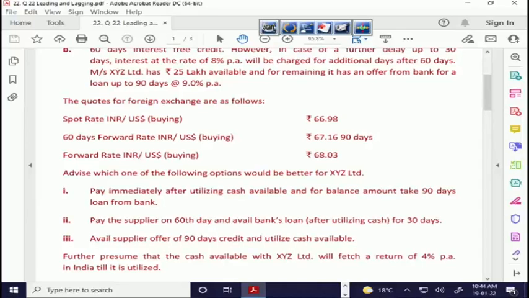We have to pay 80 lakhs, which we have to purchase forward at 67.16. You can see the forward rate. However, the amount of 25 lakhs that we had today, we can invest that at 4% for 60 days. So that will be deducted, and the net amount shall be borrowed after 60 days for 30 days. So I'm doing the calculation.